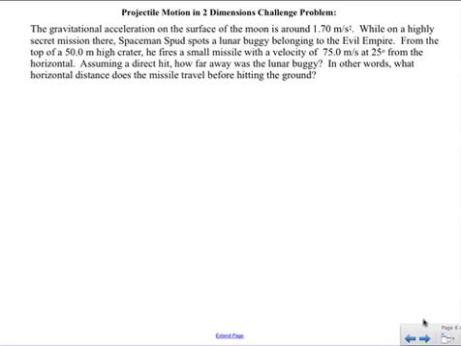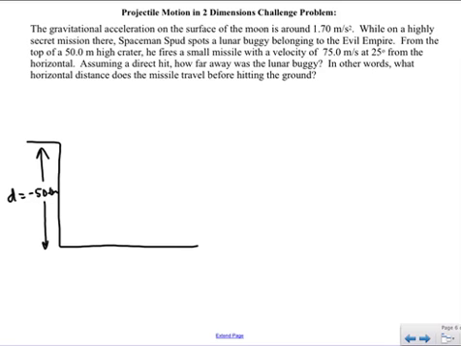So just to go over this solution, we have a missile being launched from 50 meters above its landing point. And it's being launched at an angle, so this is an angle launch problem. The velocity to which it's being launched is 75 meters per second, and that's at 25 degrees. That's the launch angle. Anytime we have an angle launch, we can find the x and y components to the velocity.